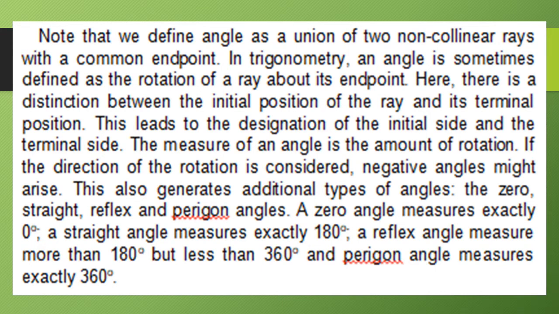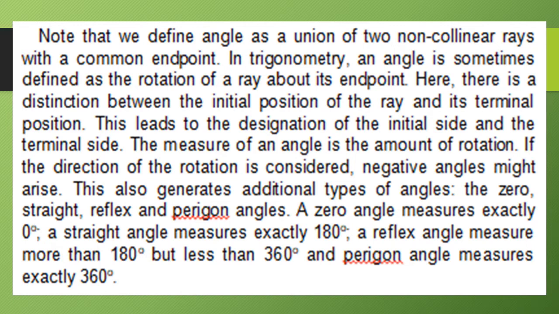Always remember this note that we define angle as a union of two non-collinear rays with a common endpoint. In trigonometry, an angle is sometimes defined as the rotation of a ray about its endpoint. Here, there is a distinction between the initial position of the ray and its terminal position. This leads to the designation of the initial side and the terminal side. The measure of an angle is the amount of rotation.